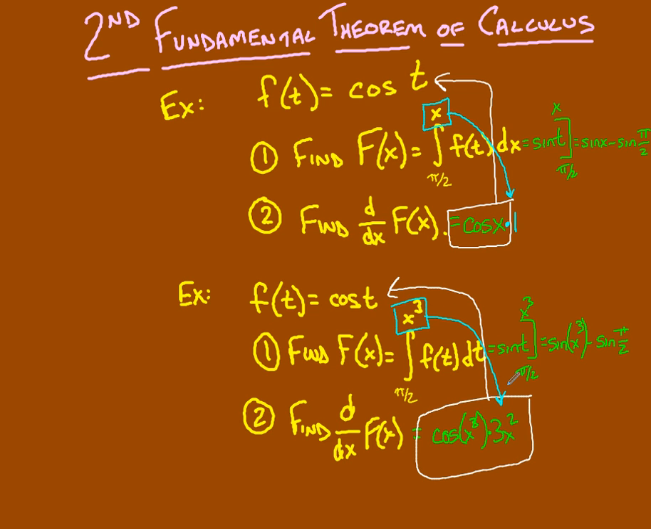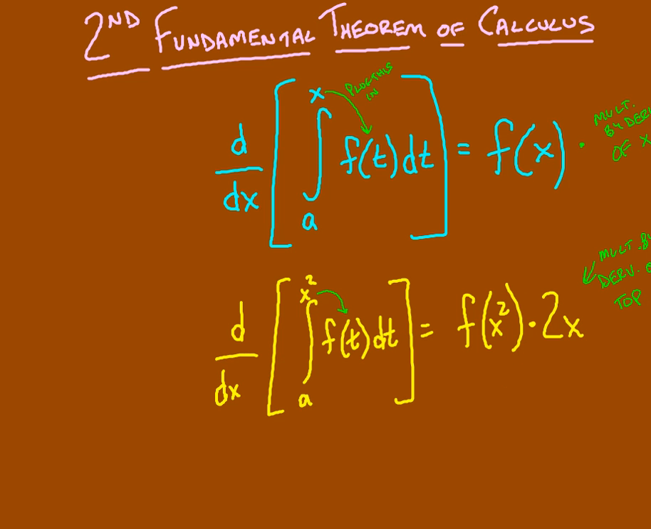And that's what the second fundamental theorem of calculus states. All I have to do for this shortcut is literally take the guy up top, plug it into my function, and then multiply by the derivative of this top guy. So in this case, the derivative of x would just be 1. In this case, the derivative of x squared would be 2x. That's why I need to multiply at the end.